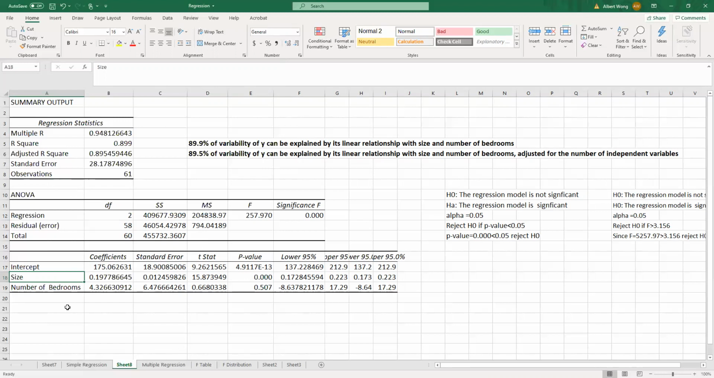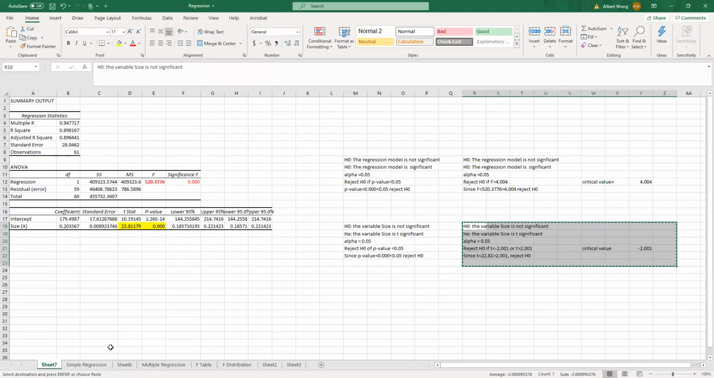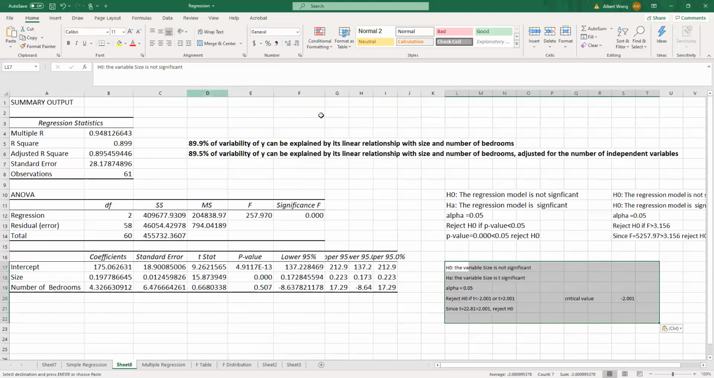Now, let's just do the test and see what happens. I'm just going to do the critical value approach because the p-value approach is easy. We have done it, right? All you have to do is look at the p-value here. If you do the critical value approach, let's see.